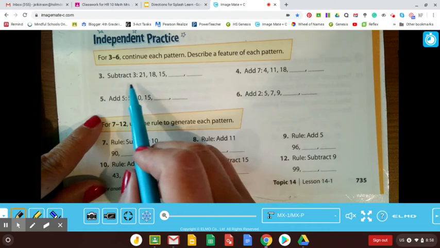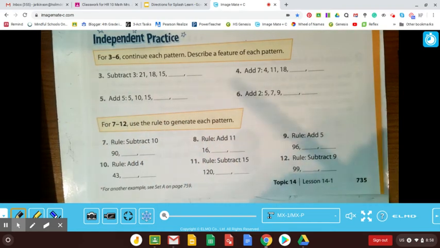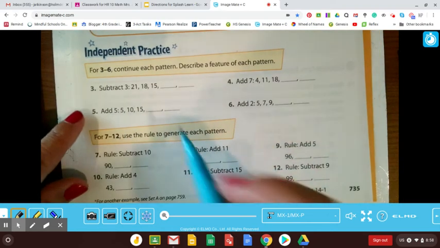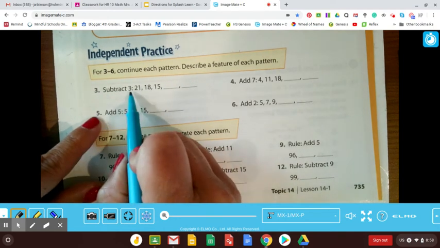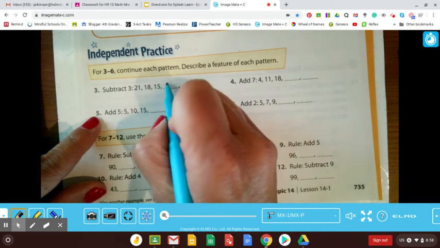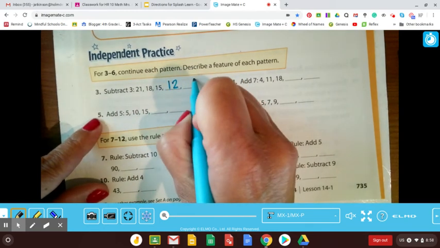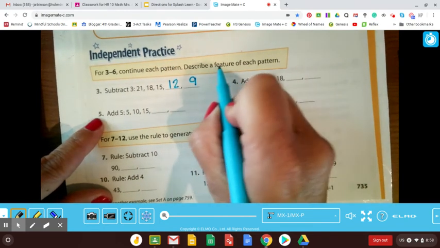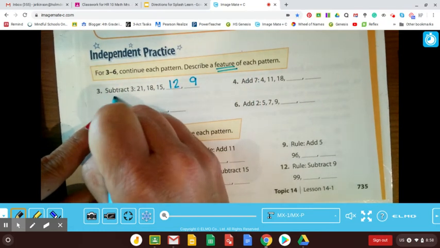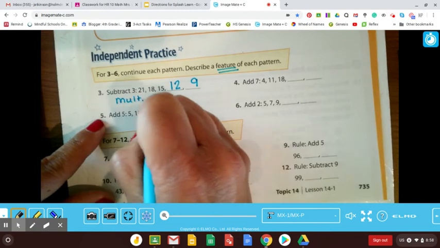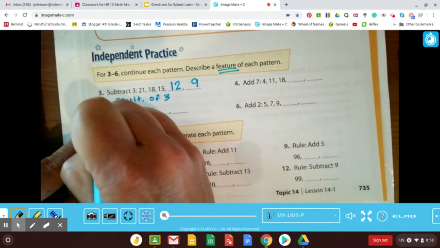But I'm going to explain myself just in case you had problems with anything. This would be the answers that you need to get. We are subtracting 3. So you should have a 12 and a 9. And a feature of this pattern is going to be multiples of 3. They're all multiples of 3.